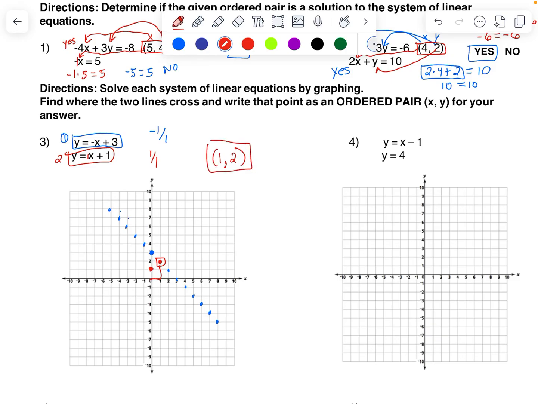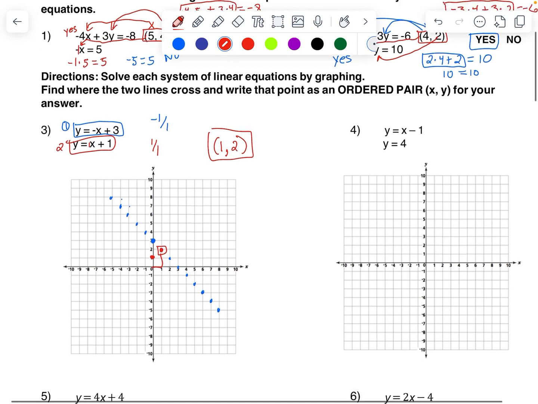Your answers are going to be an ordered pair. Put parentheses around them. Do not put these as a fraction. We're not finding slope. We're finding what our ordered pair is. Okay, we'd go right 1, up 2. So our x is 1, our y is 2. So the point where both lines cross is (1, 2).